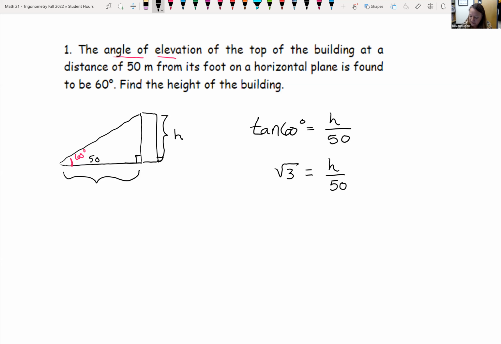Multiply both sides by 50. So we have h is equal to 50 times square root of 3 meters. So if I asked this without a calculator, you would leave it like that, or you would put it in approximate form if I allowed a calculator.